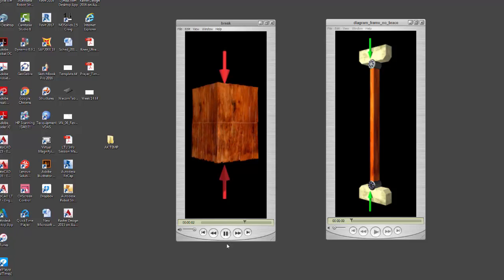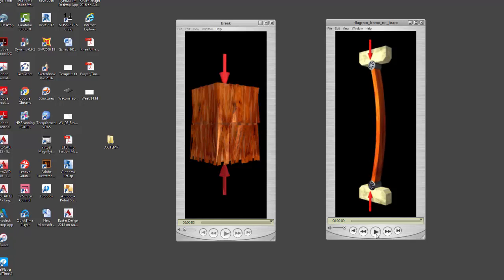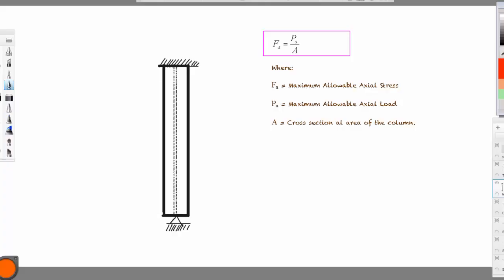If you see the way that the short column fails, it just crashes, whereas the long column, like the one on the right, fails in buckling. And these are two important factors that we take into account. Of course, in this we will just cover the long columns or cylinder columns.